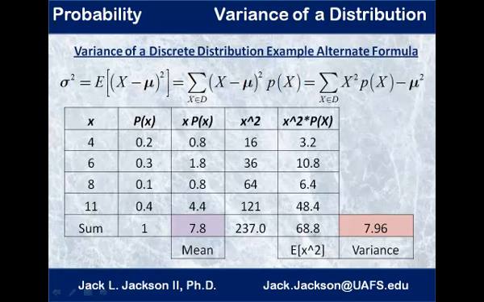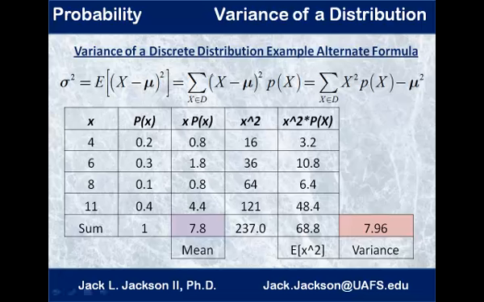So to find the variance, we take this expected value of x squared, that is the 68.8, and subtract from that the square of the mean. So what we do here, try it out on your calculator if you want: 68.8 minus 7.8 squared. Let me say it again: 68.8 minus 7.8 squared, and you should get 7.96, which is exactly what we got with the other formula.